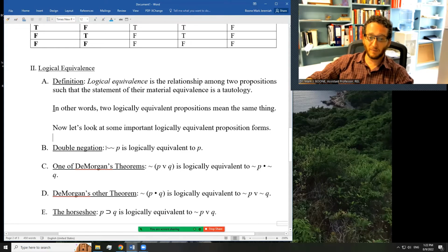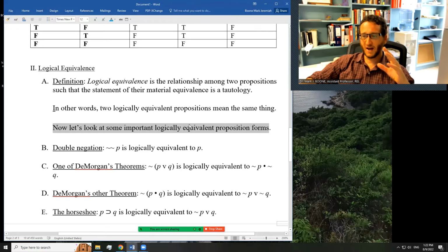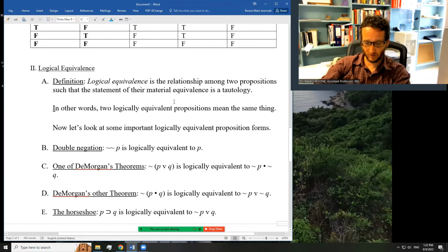All right, so double negation is logically equivalent. Let me rewind rather than rephrase and just state this. Let's look at some important logically equivalent propositional forms.